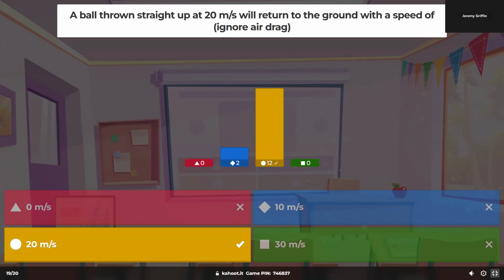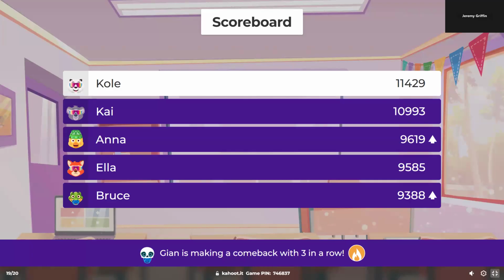Okay. All right. I've got Bruce, Ella, Anna, Kai, Cole. Are we going for the win? It's a tight race for the win.